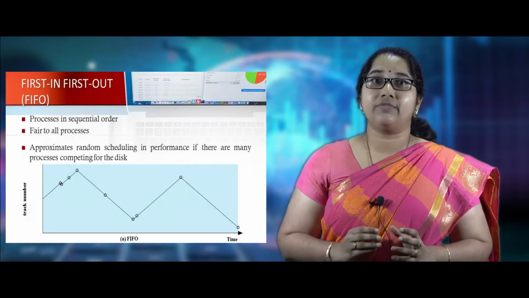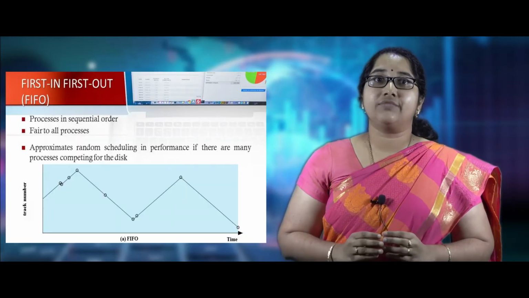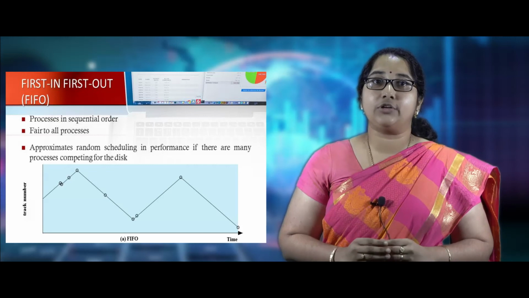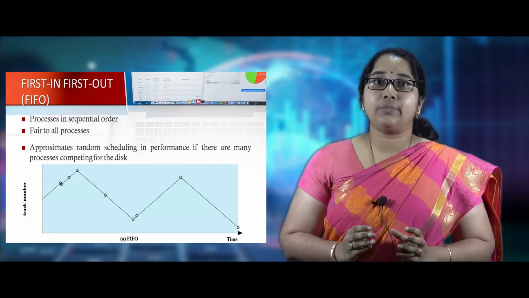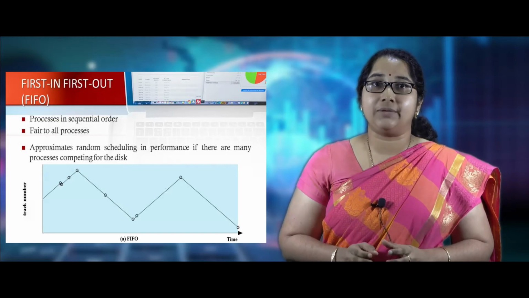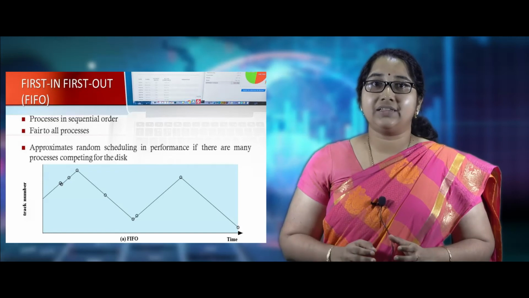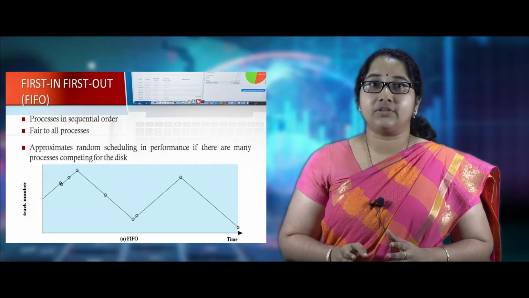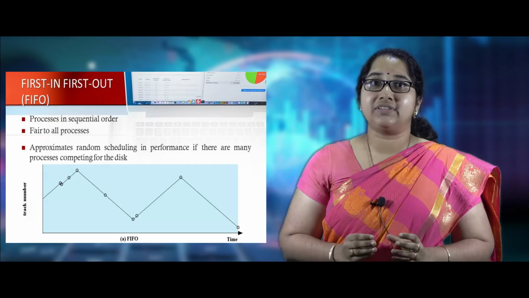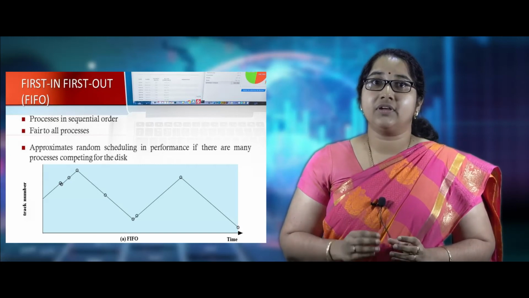Now let us discuss about various disk scheduling algorithms. The first disk scheduling algorithm that we are going to discuss is first in first out. In case of first in first out, all the processes are given equal priority. So as a result, according to the sequence, they are selected. As a result, it is fair for all the processes. The approximate performance is equal to random scheduling in cases when there are a lot of processes waiting for the disk.